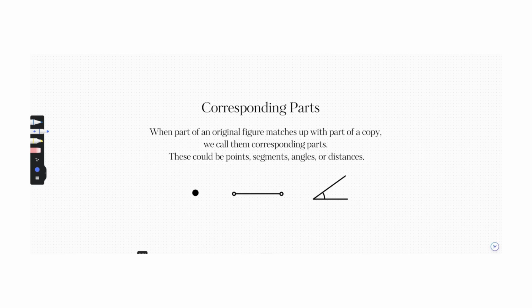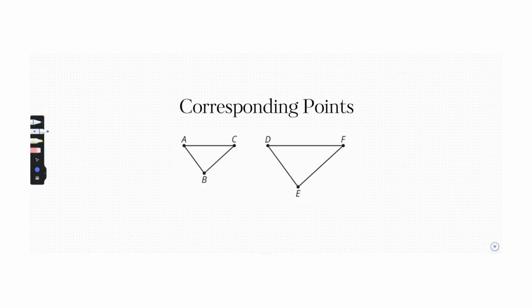Now there's a really important term called corresponding parts. When part of an original figure matches up with part of a copy, we call them corresponding parts. And this could include points, segments, angles, or distances. Let me give you an example. Here we have a triangle called ABC, and here we have another triangle called DEF. Notice DEF is a larger version of ABC. So DEF is a copy of ABC.